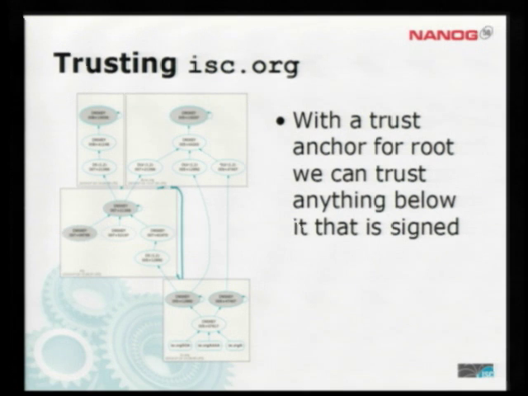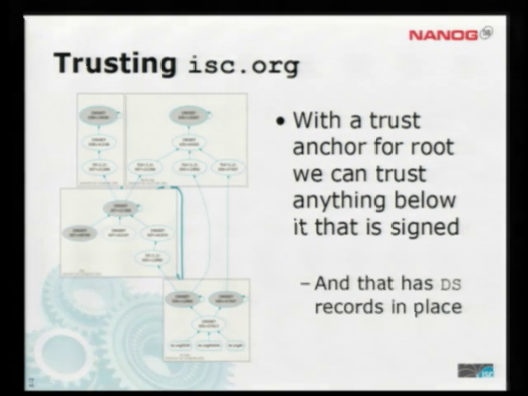Simple, right? Ready to deploy? Not quite yet. If the DS records are not in place, then you cannot do validation. If you have something within isc.org that is signed, but you don't have the chain in place, then you're not able to prove that the key that you're using to do validation is actually one that should be used.